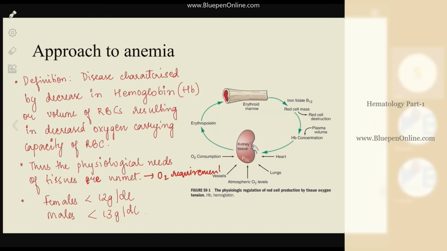In females, a hemoglobin of less than 12 gram and in males, a hemoglobin of less than 13 gram per deciliter is considered anemia.